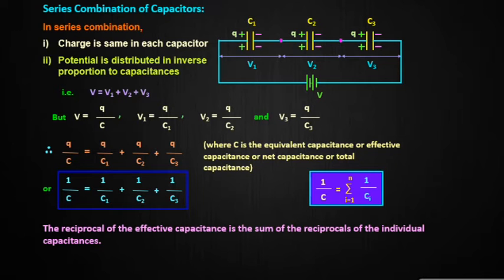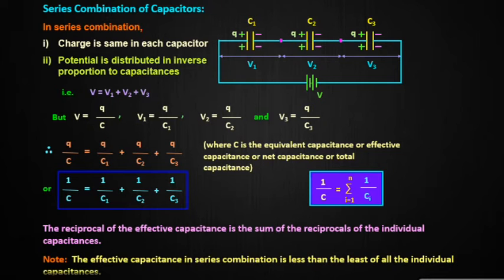Therefore, the effective capacitance is the sum of the reciprocals of the individual capacitances. Hence, the reciprocal of the effective capacitance is the sum of the reciprocals of the individual capacitances. Here note that the effective capacitance in series combination is less than the least of all the individual capacitances.